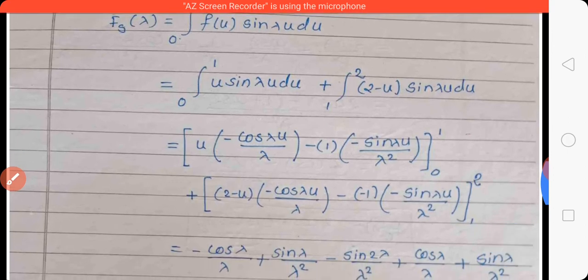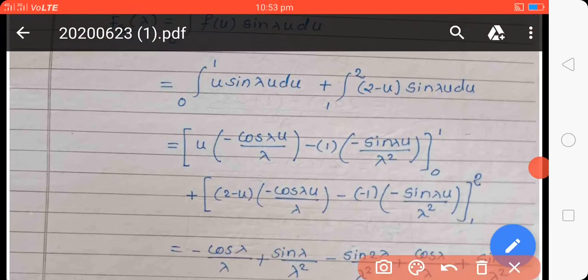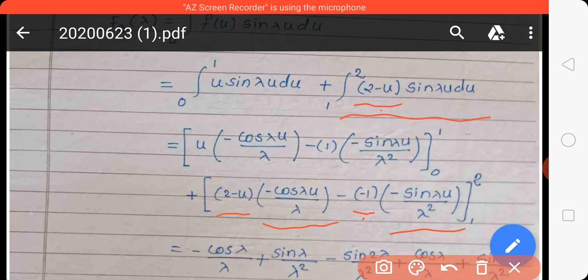Similarly, we find the value of the second integral. The second integral term is the integral of 2 minus u into sine lambda u du. Again use the u into v rule. First we take 2 minus u as constant into the integration of sine lambda u, which is minus cos lambda u upon lambda, minus the derivative of 2 minus u. The derivative of 2 minus u is minus 1, into the double integration, which is minus sine lambda u upon lambda square. Put the limits from 1 to 2.